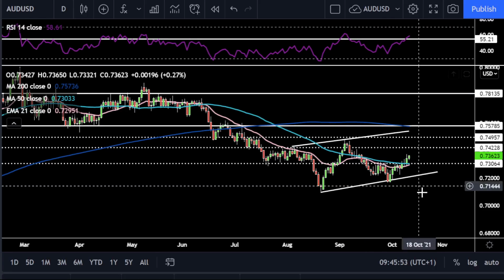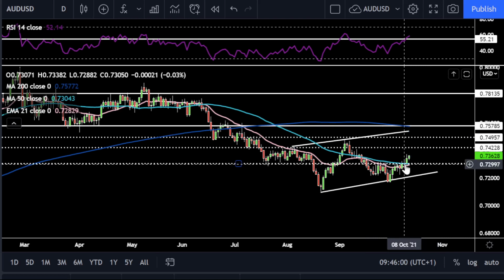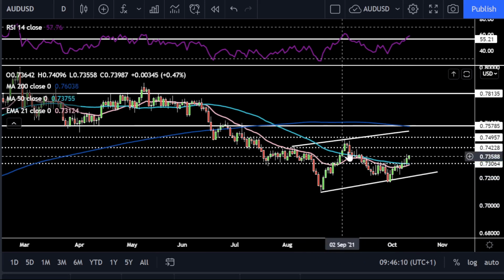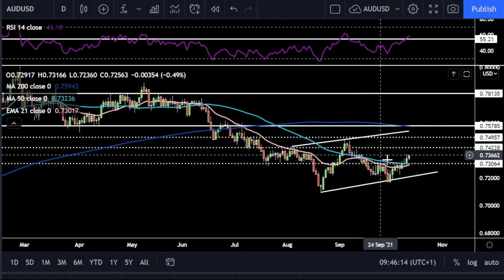Then moving on to the old Aussie dollar, it's been making some nice moves off its two moving averages, seen some support there from the 50-day simple moving average and the 21-day exponential moving average. I've drawn in a channel pattern on the chart to help visualize levels which price could face either support or resistance at.